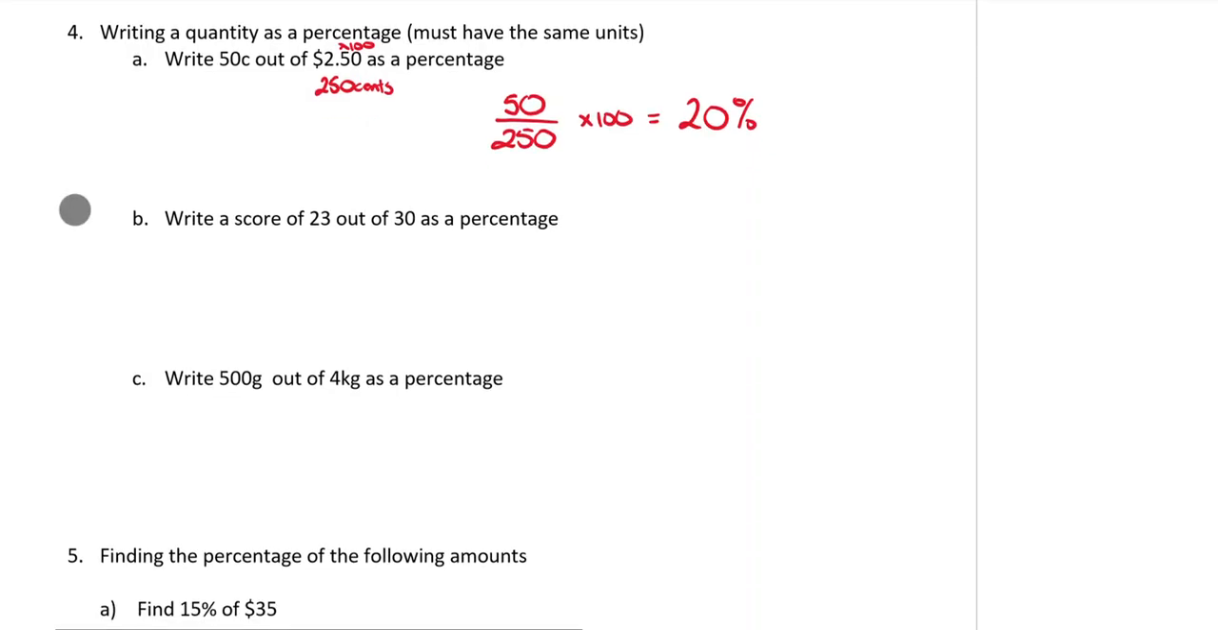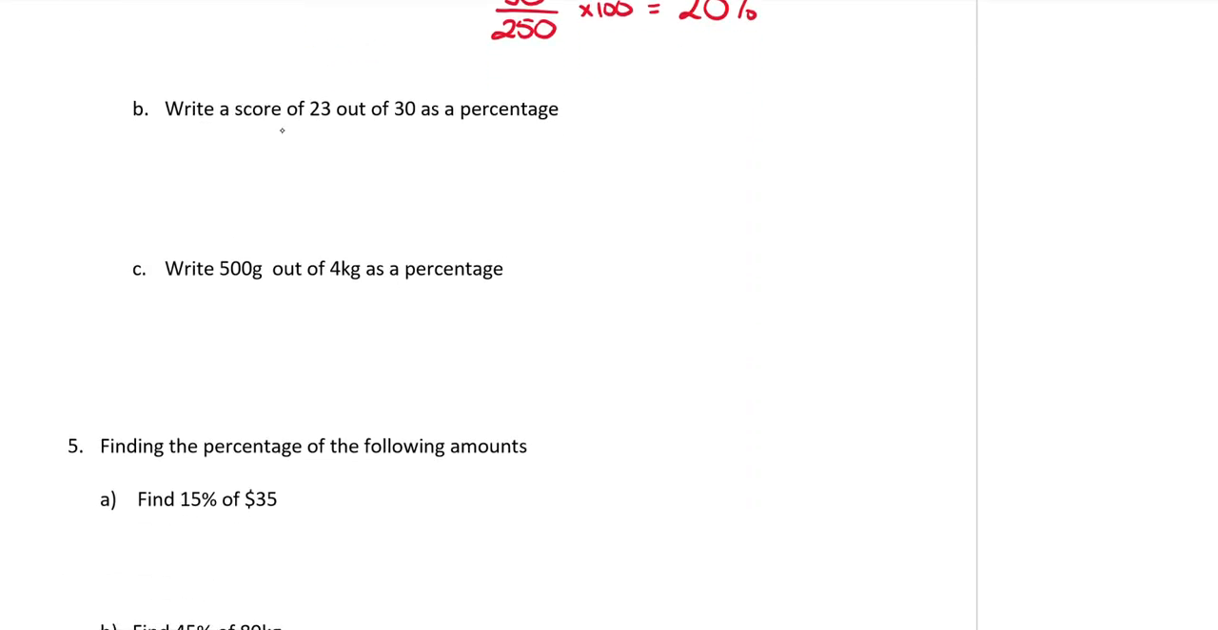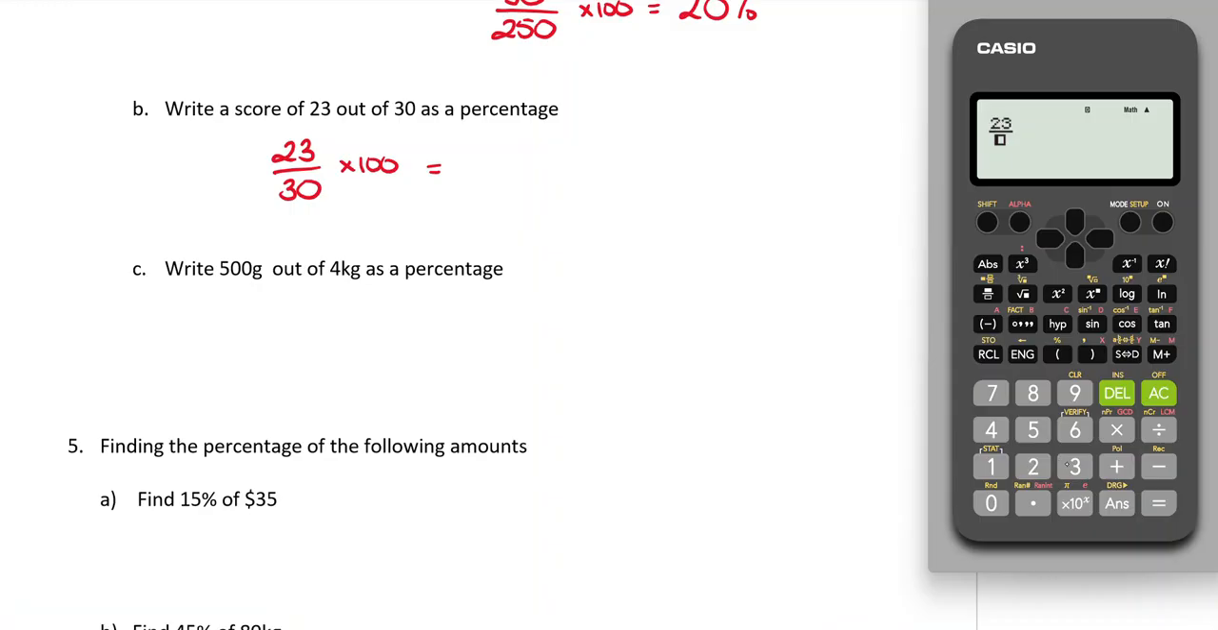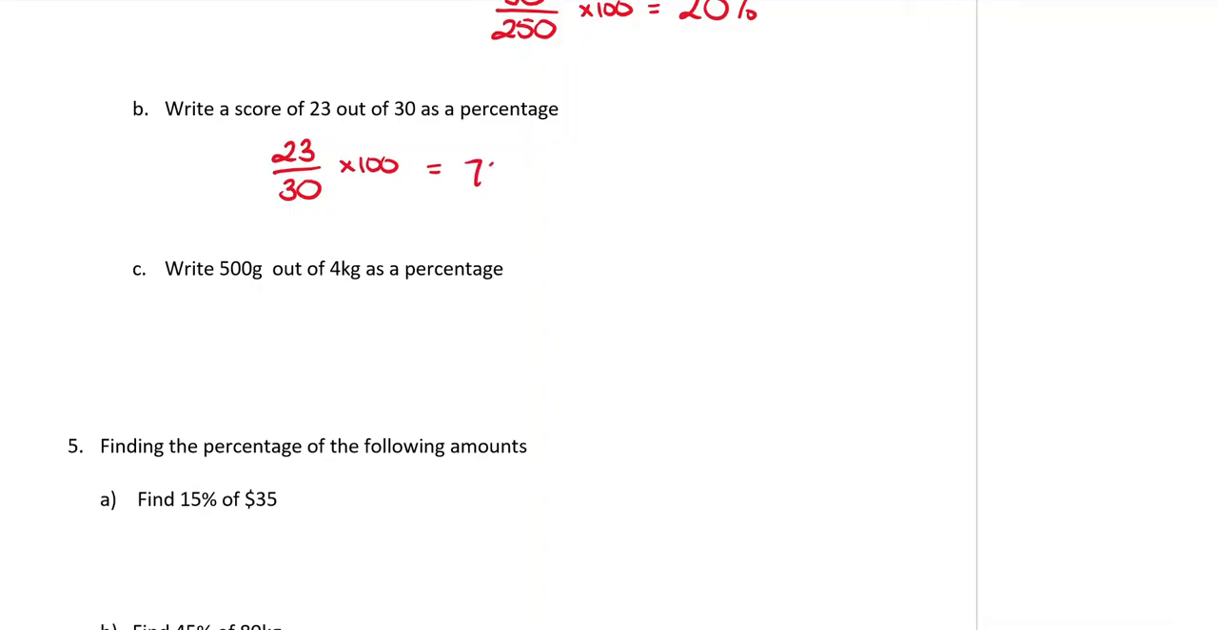Let's try that again. If a score of 23 out of 30, so 23 out of 30 is our fraction, and to turn our fraction to a percentage, we must times by 100. So let's type that in. 23 out of 30 times that by 100. Oh, that's an unusual looking fraction, so let's press SD. So this is a recurring decimal. Well, let's round this to one decimal place, which would make this 76.7%.